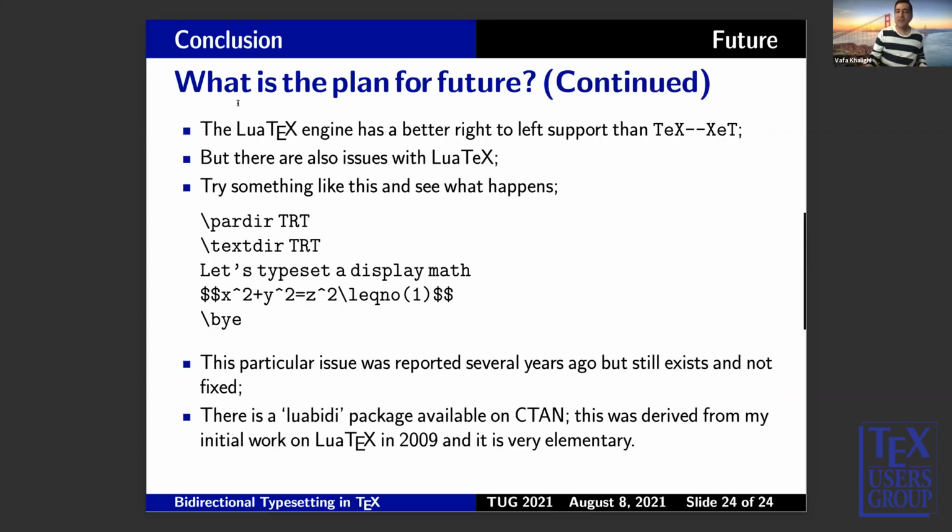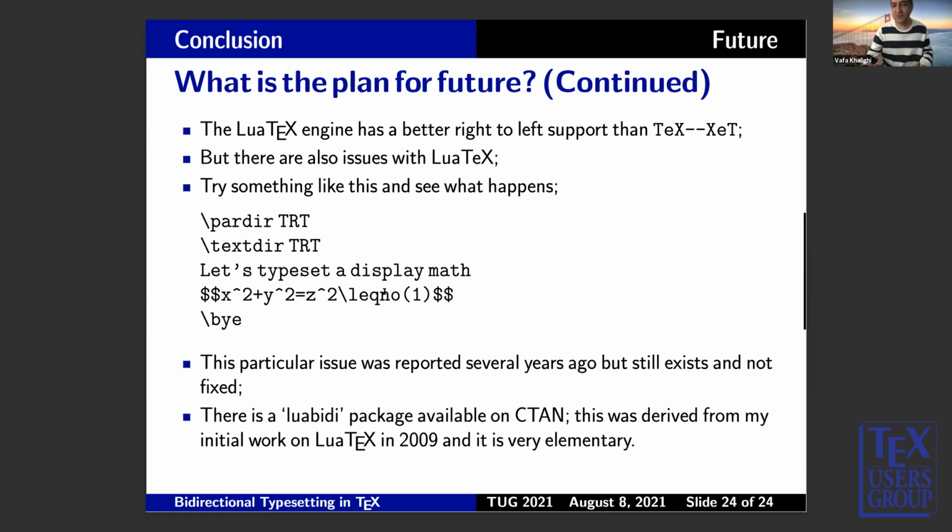Okay, so you might think that, well, there is LuaTeX, why don't you use LuaTeX? LuaTeX has better right-to-left support than TeX, but there are also issues with LuaTeX. For example, this is one particular issue that I want to show you. What happens if you typeset this document? You have a \pardir TRT, which typesets a paragraph in right to left, and there is also a \textdir primitive, which makes the direction of the text RTL. Now we want to typeset a display math, and we want to put an equation number on the left-hand side.